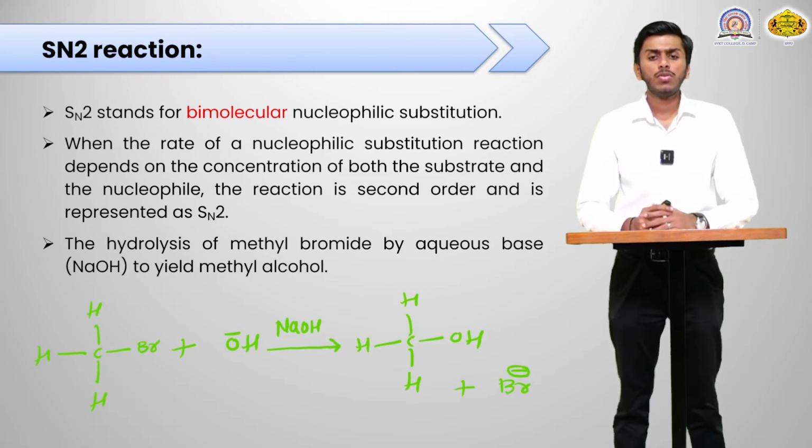When the rate of a nucleophilic substitution reaction depends on the concentration of both the substrate, that is the alkyl halide, and a nucleophile, the reaction is second order and it is represented by SN2, where S is for substitution, N is for nucleophile, and 2 represents the bimolecular nature of the reaction. The example in this category is the hydrolysis of methyl bromide by an aqueous base such as NaOH, KOH to yield methyl alcohol. We can see the corresponding reaction in the image given below.